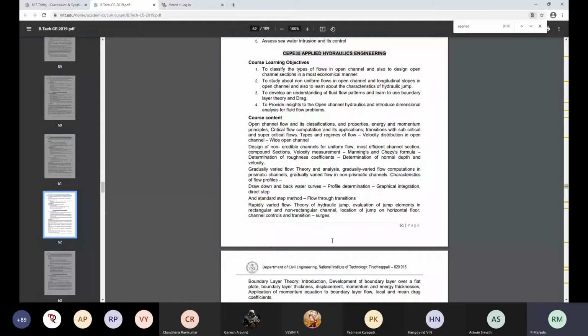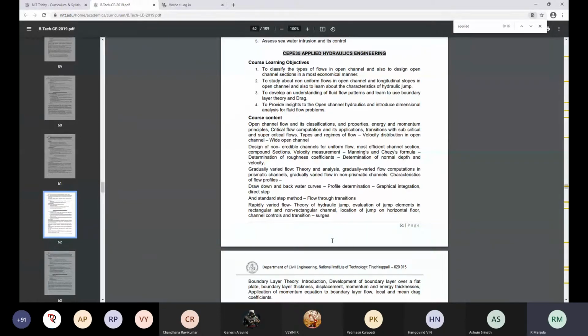So how do we draw the profile of these drawdown and backwater curves? All these things are essential for the design of hydraulic structures. There are two different methods for the profile determination: the direct step method and the standard step method. Both are used for drawing the profile of the drawdown and backwater curves.